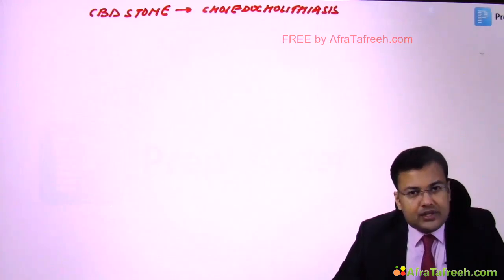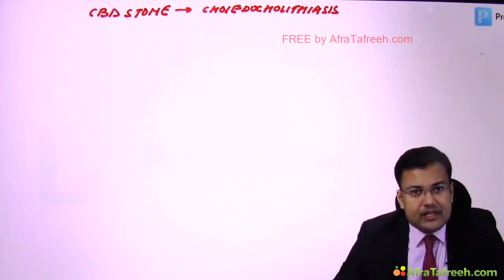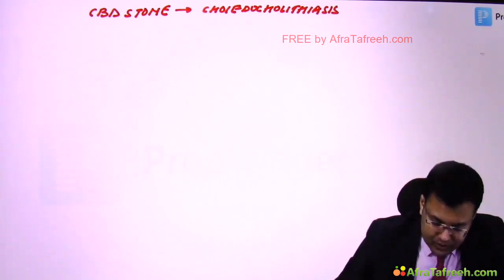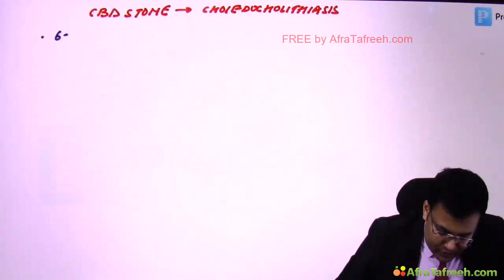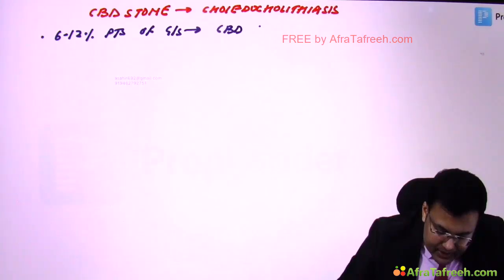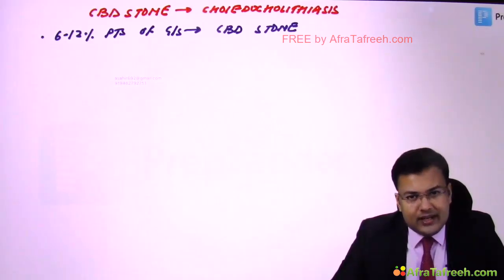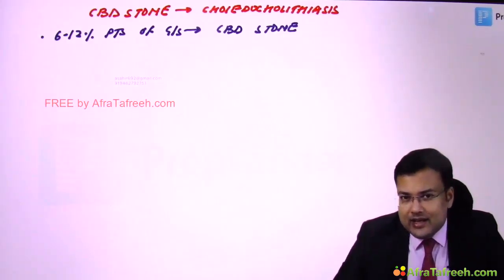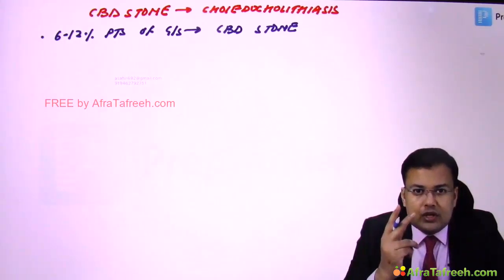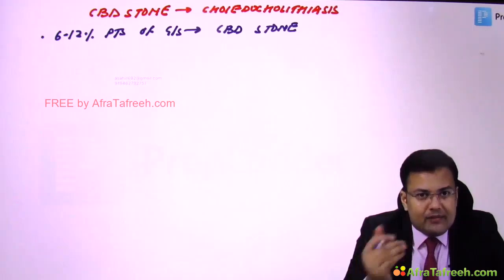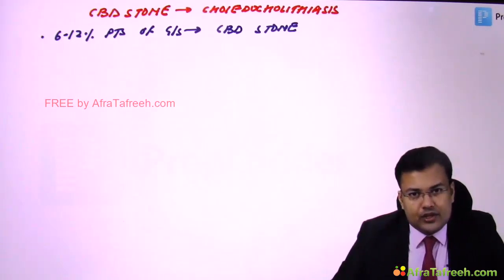Now see, if a patient of gallstone is there, in how many patients there is presence of CBD stone also? In 6 to 12% patients of gallstones, there is presence of CBD stone. CBD stone is of two types. One is retained and one is recurrent. Retained means it is detected within 2 years of cholecystectomy. Recurrent means it is detected after 2 years of cholecystectomy.